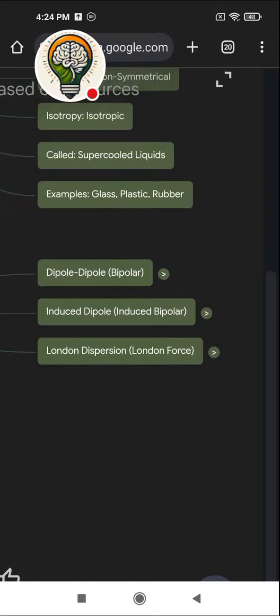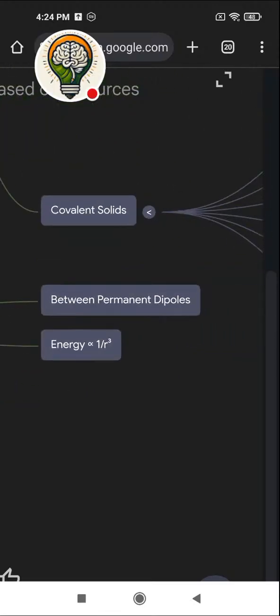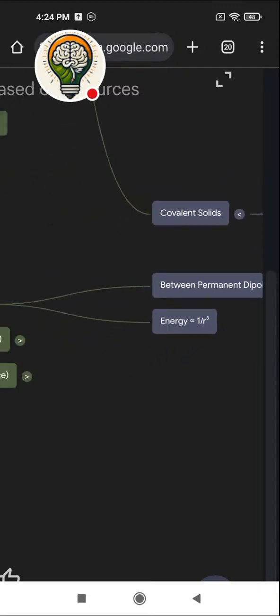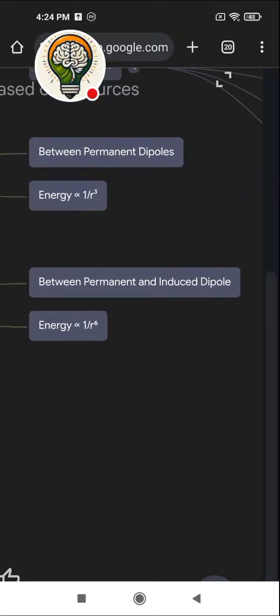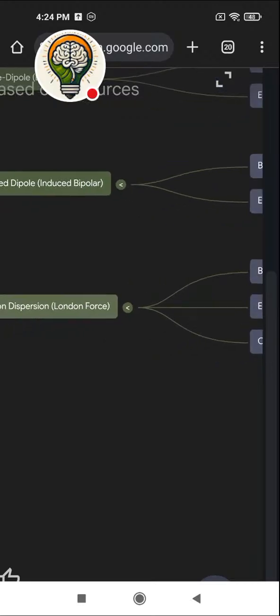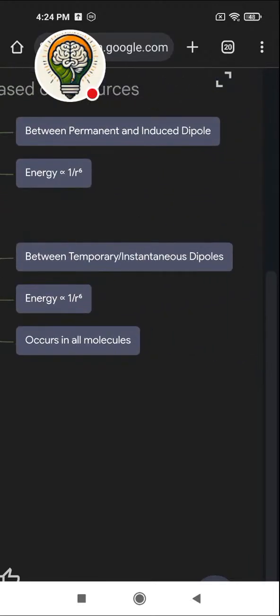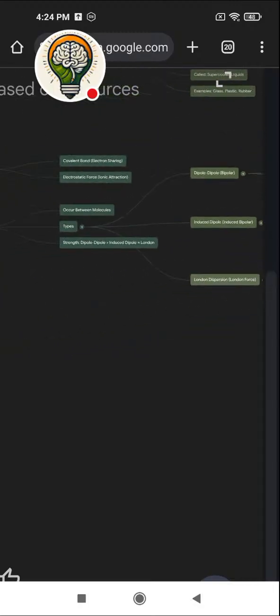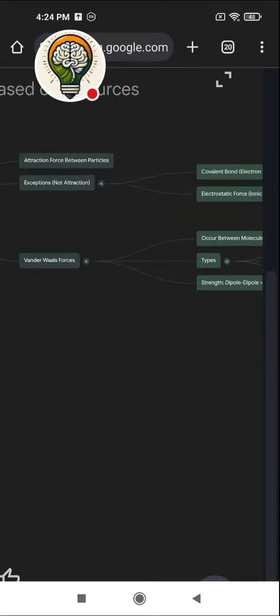dipole-dipole, between permanent dipoles, and dipole-induced dipole, between permanent and induced dipole, and London dispersion, meaning London force between temporarily instantaneous dipoles, occurs in all molecules. Then the strength: dipole-dipole is very high strength, then induced dipole, then London dispersion.